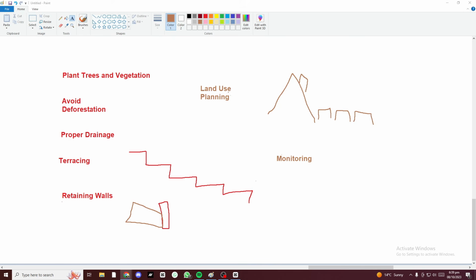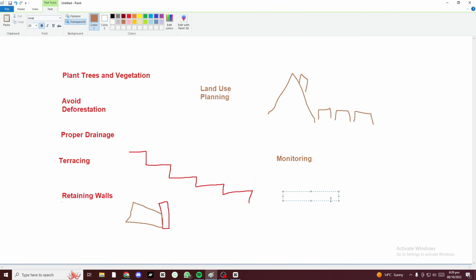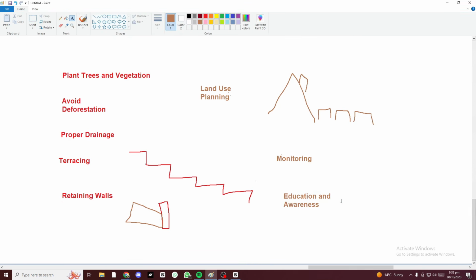And then, of course, like most things, education and awareness. By educating communities about the risks of mass movement and the importance of responsible land use practices, we can reduce the effect of mass movements. This brings us to the end of this topic.